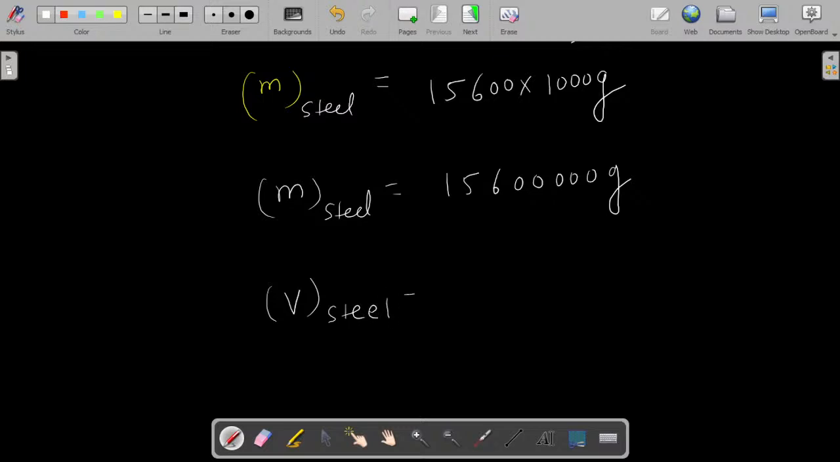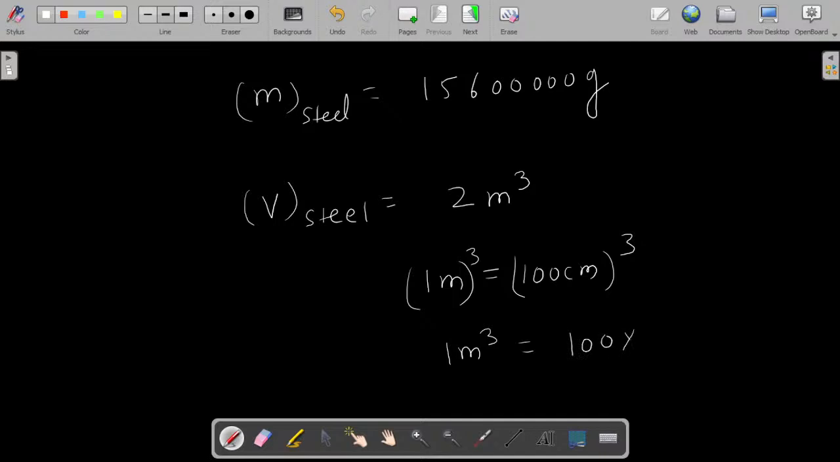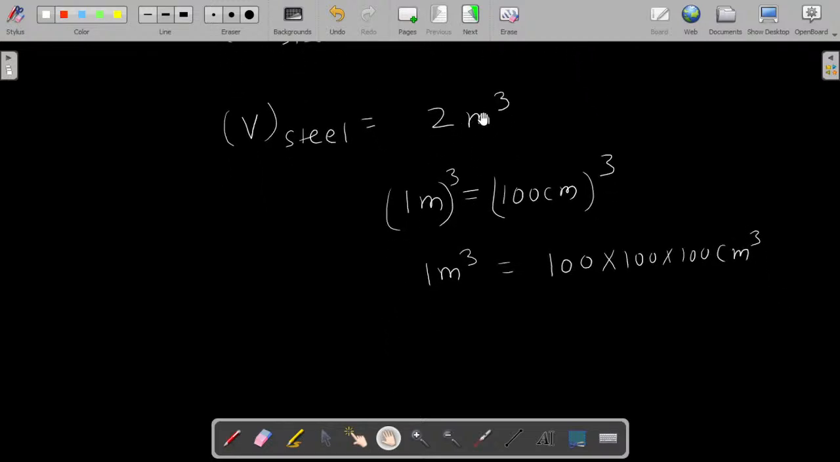Now volume is given. Volume is how much? 2 meter cube. So convert into centimeter cube. Write down, in 1 meter, 100 centimeters are there. So what is the value of the cube? You will get 1 meter cube is equal to 100 cubed, so 3 times you have to multiply, so you will get centimeter cube. Now put this value of 1 meter cube.